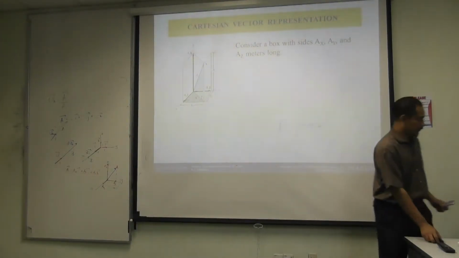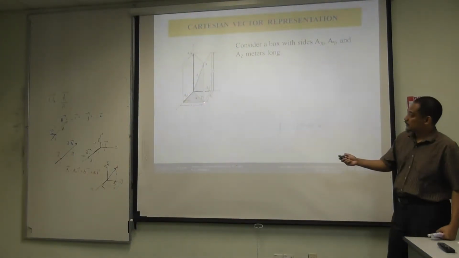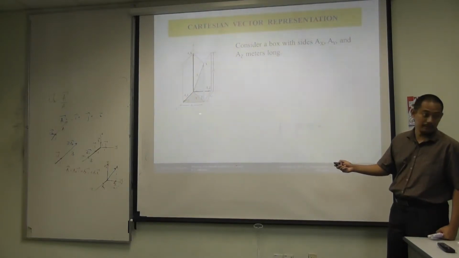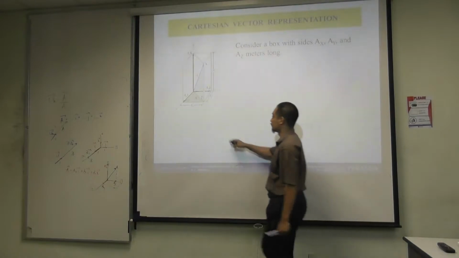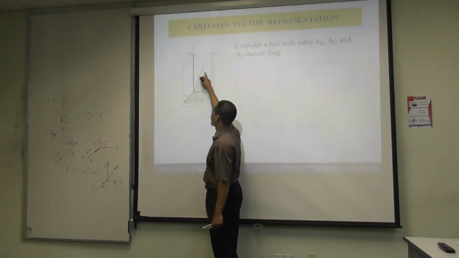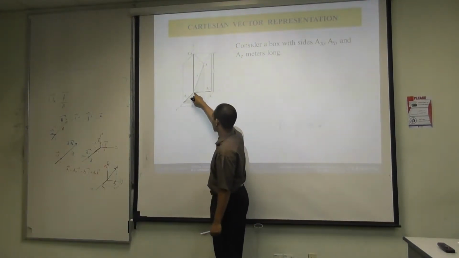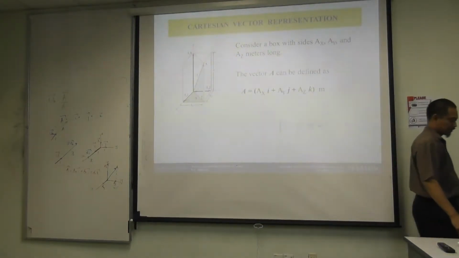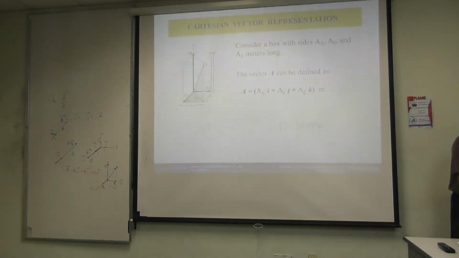If you have to calculate, then sometimes you need to know how to deal with the triangle here and the triangle there, how to use trigonometry here and then trigonometry here. So that's one aspect that you need to know. So the vector A can be defined as ax i plus ay j plus az k, right?